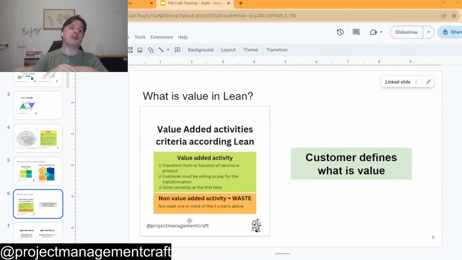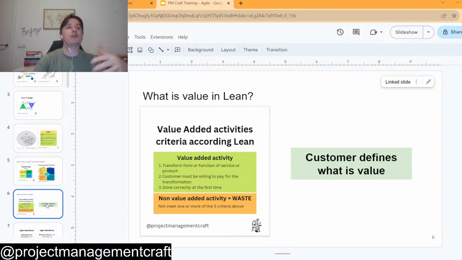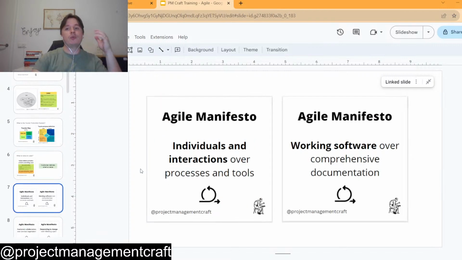That's why you always see this in the purpose definition of Toyota. When they talk about the long term, they talk about value flow. So you identify what you are valuing, and you try to maximize your value and reduce your waste. Something that's very essential here: the customer defines what's value. So under that perspective, let's take a look at the Agile Manifesto. If you look at the Agile Manifesto, for a start, you see individuals and interactions over process and tools.